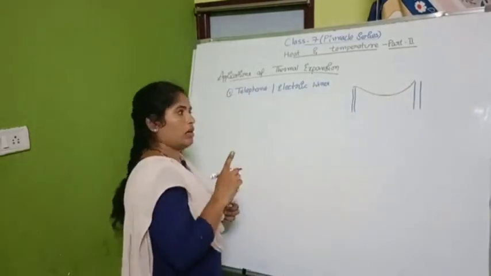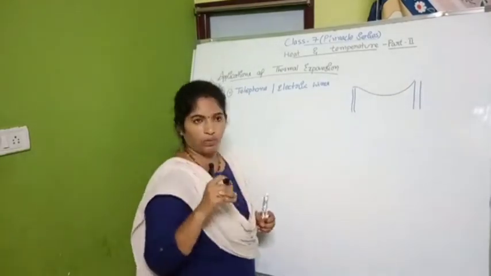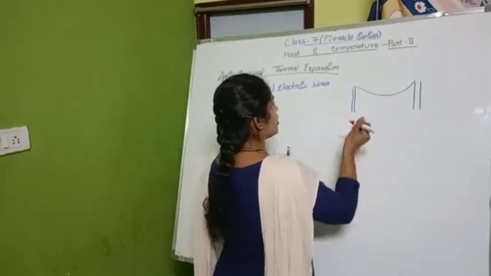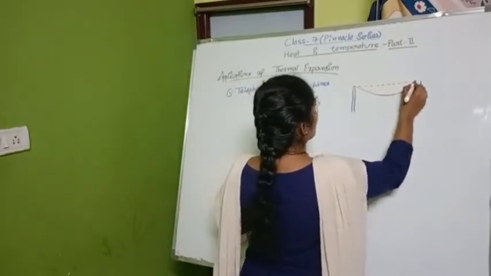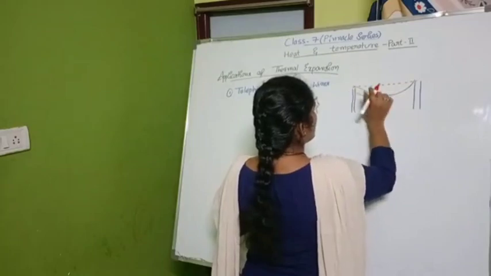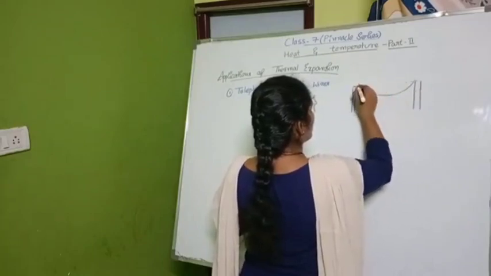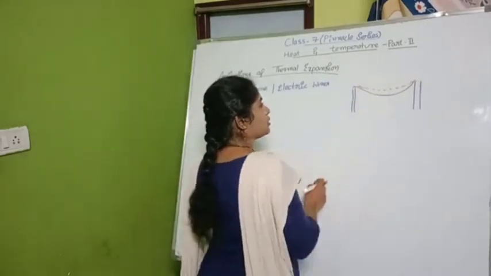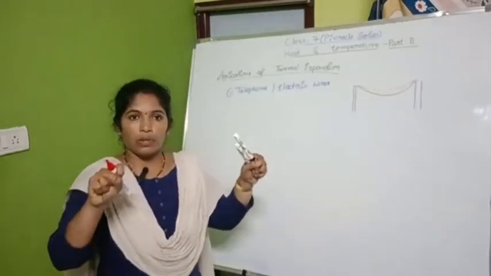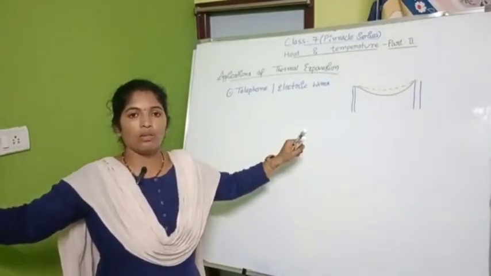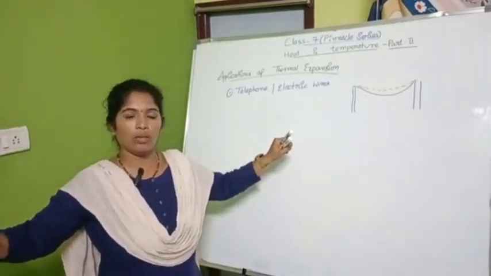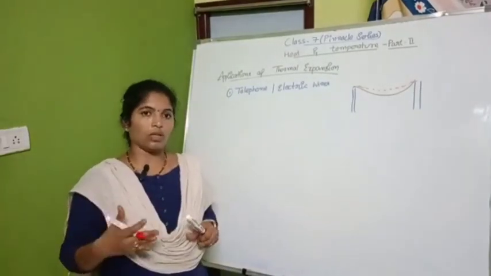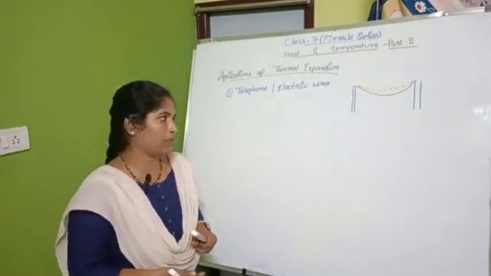Why? Because in winter season, due to the decrease of the temperature, this wire will contract, so the length is decreased. If I am not allowing this, what happens? The force is increased, and it may damage the electric wire and telephone. That's why they allow that contraction in winter season.